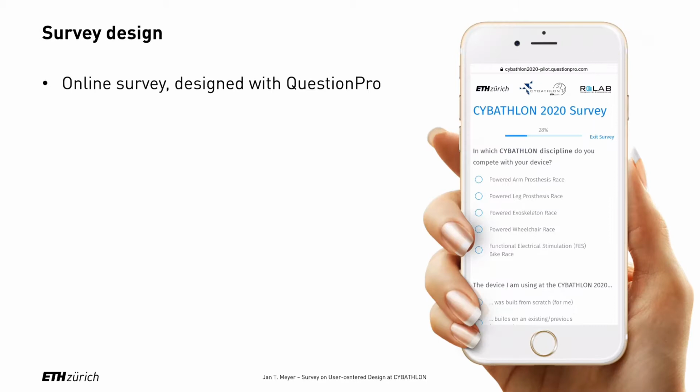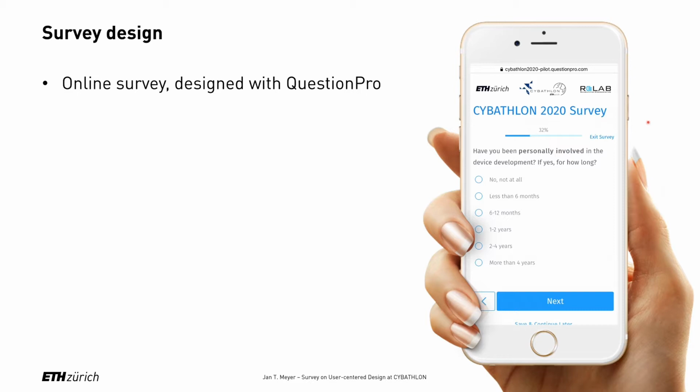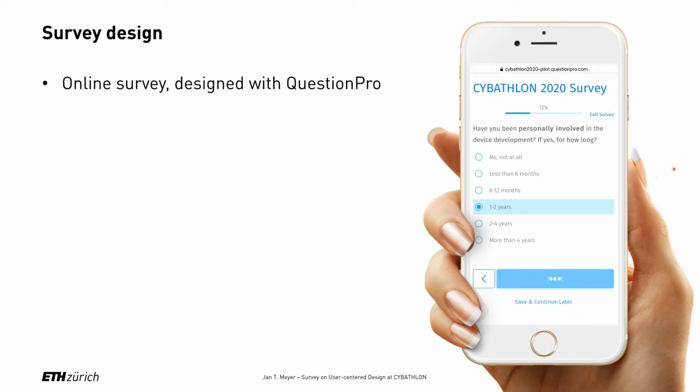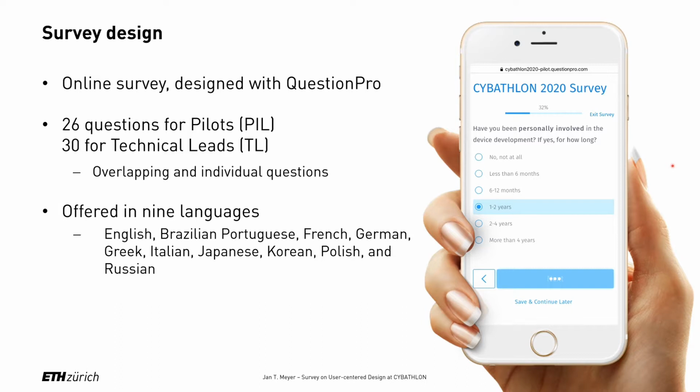In order to investigate these questions, we designed an online survey with QuestionPro. The QuestionPro software allowed us to design a survey that was also compatible with desktop applications, smartphones, or tablets. We designed 26 questions for pilots and 30 for technical leads, whereas some were overlapping for comparison and others were more individual. Since not all of the pilots nor the technical leads spoke English well enough to understand the sometimes necessarily complex questions, we translated the survey to 9 different languages.